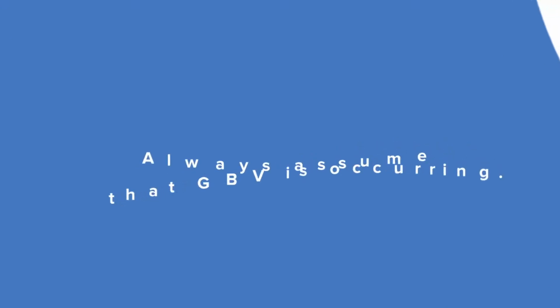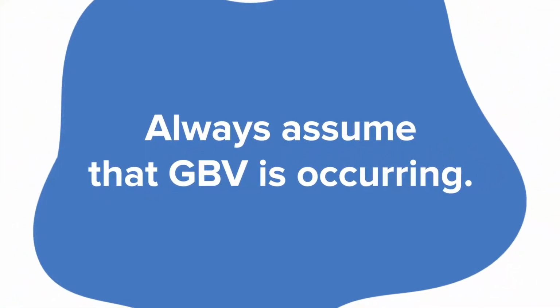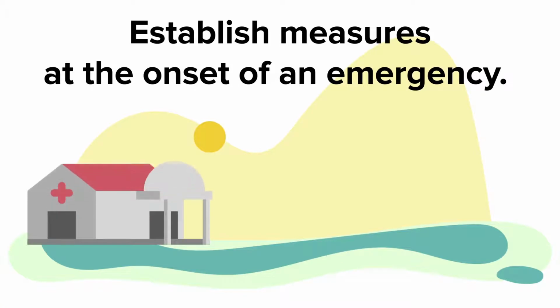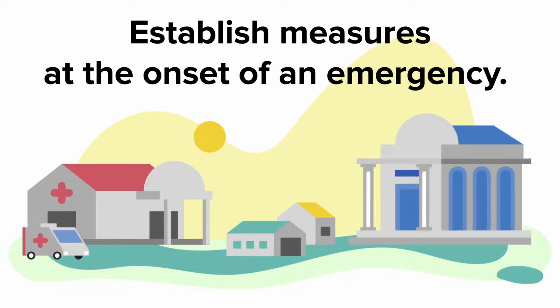As humanitarian actors, we need to always assume that GBV, in particular, sexual violence, is occurring. At the onset of an emergency, because of underreporting and the risks associated with obtaining data, the priority is to establish GBV prevention, risk mitigation, and response measures as soon as possible. Once the essential life-saving measures are in place, more in-depth assessments can be conducted.